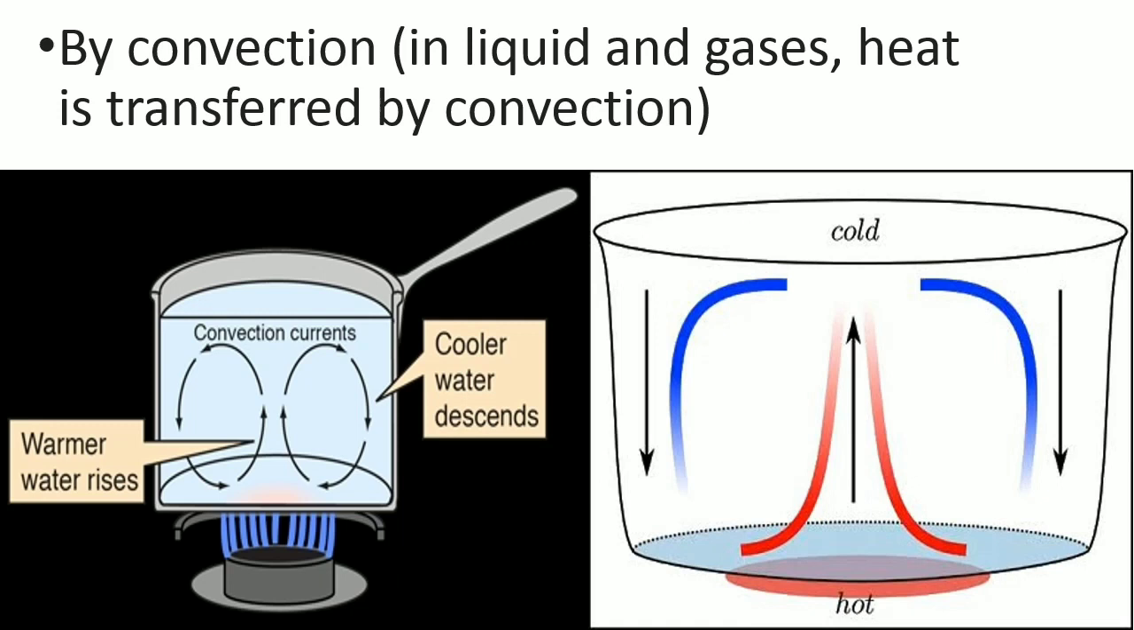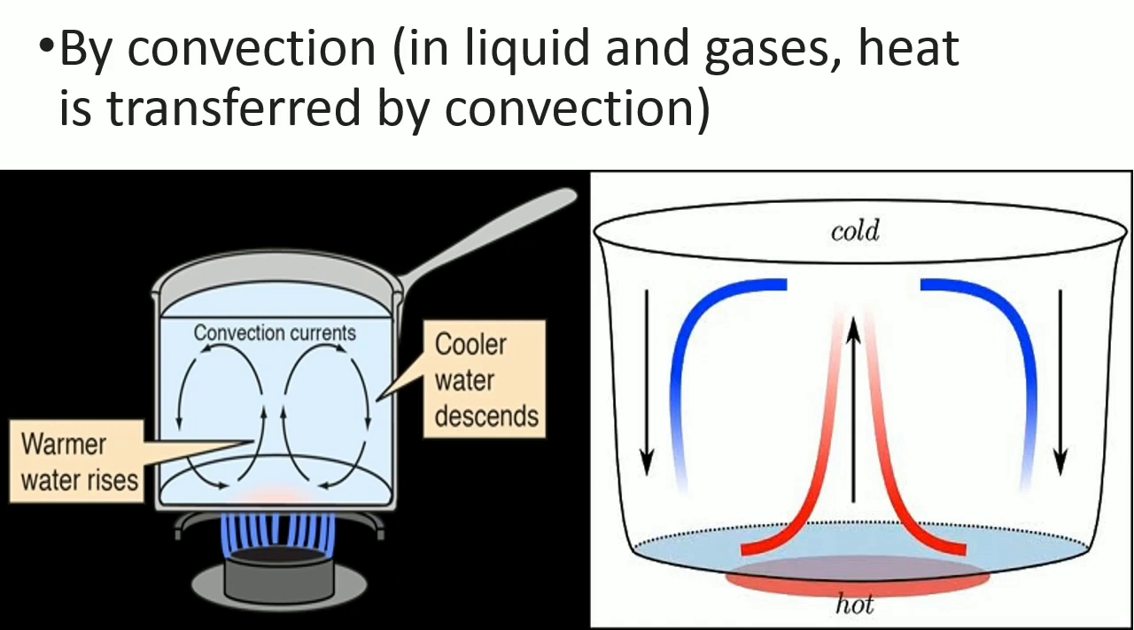In the picture, you can see some water in a pan which is kept over a stove. Now, when the stove heats up the water, the lower portion of the water gets heated up. The molecules of the lower portion of the water get heated up.